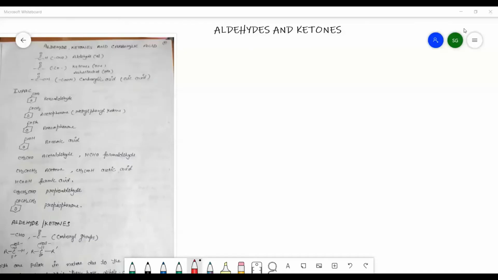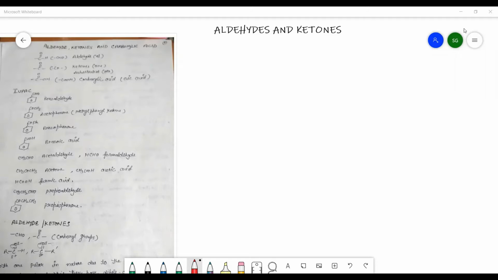Hello everyone. Now, as you know, term 1 has finished, and in term 2 we are having two organic chapters, that is aldehydes and ketones, carboxylic acids, and amines. So, in this lecture, we will discuss aldehydes, ketones, and carboxylic acids.